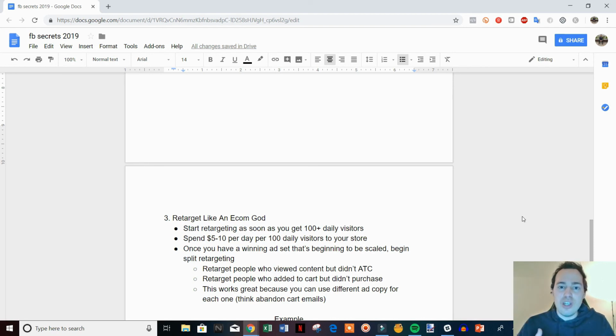So think of your abandoned cart emails. You could write your retargeting campaign for people that added to cart like an abandoned cart email. With people that didn't add to cart and they just viewed your product, you may want to write your copy a little bit differently. So what this allows us to do is to go out there and kind of be more personalized when we're actually retargeting our potential customers.